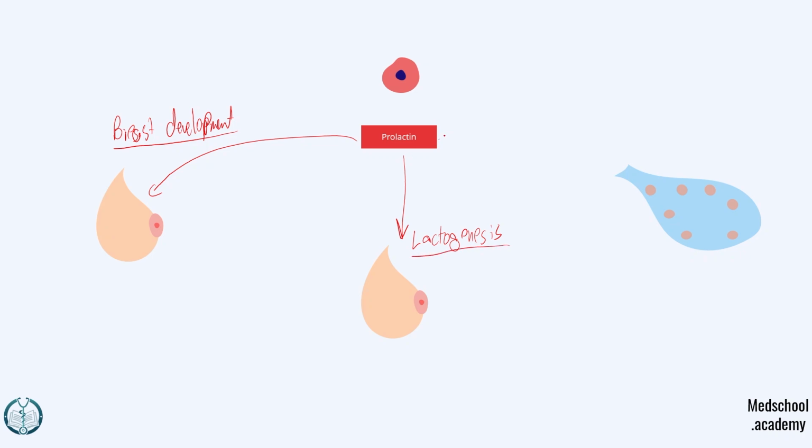And lastly, there is inhibition of ovulation. So why is there inhibition of ovulation? Well, answer is simple. Prolactin makes its way to the hypothalamus, and it inhibits the production of GnRH. So if there's no GnRH, there is no FSH and LH. And that means no ovulation.